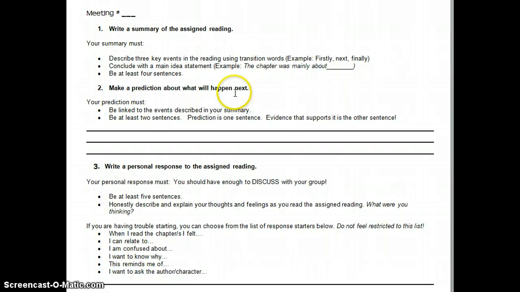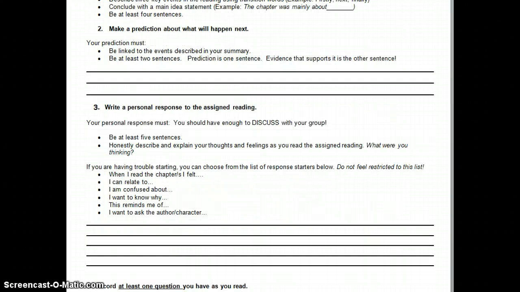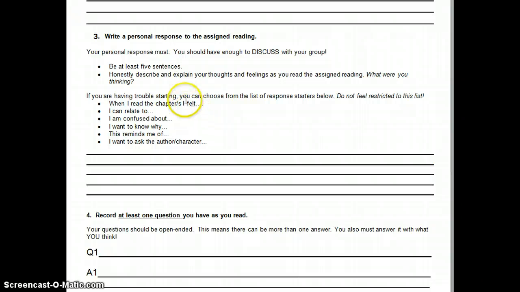And then I want you to make a prediction about what will happen next. Your prediction needs to be linked to the events described in your summary and be at least 2 sentences. So for example, your prediction can be 1 sentence, and your evidence that supports it can be the other sentence. Feel free to add more if you don't want to always do the bare minimum. The third thing you need to do is write a personal response to this assigned reading. It needs to be something that you can discuss with your group. It should be at least 5 sentences.